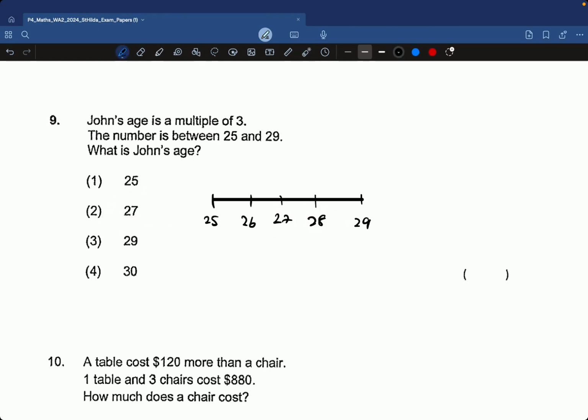Of course, 27 divided by 3 will give you 9, which means 27 is a multiple of 9. So the answer is 27.